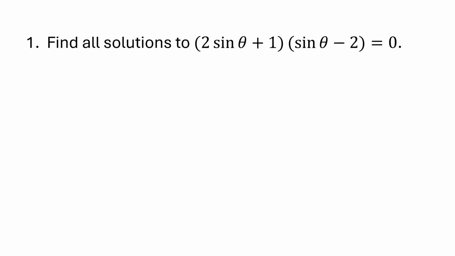Okay, so we're going to take a simple one to get started, and they won't all be like this. We're going to find all solutions to 2 sine theta plus 1 times sine theta minus 2 equals 0. As soon as you see the problem, the solution is about to come. So if you want to try these without seeing the solution, which is the recommended way of studying math, you would want to pause, solve, and then continue.